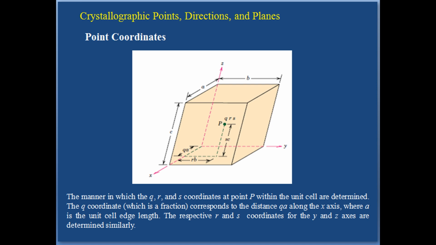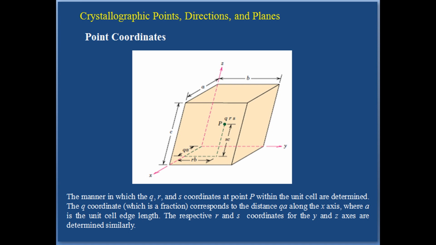Now, we actually start with our first point, that is point coordinates. The position of any point located within a unit cell may be specified in terms of its coordinates as fractional multiples of the unit cell edge lengths.